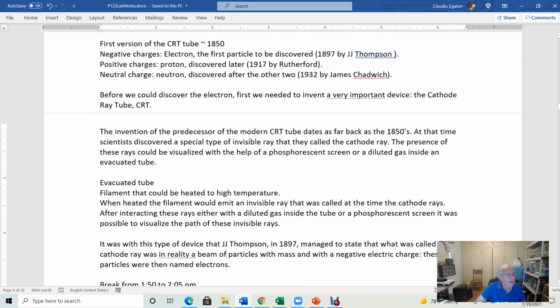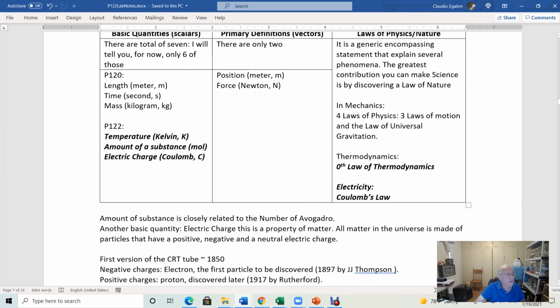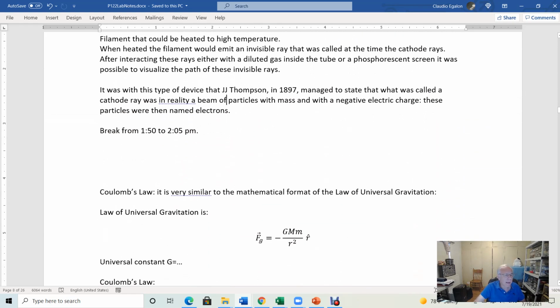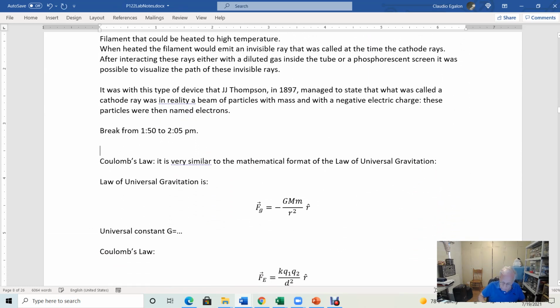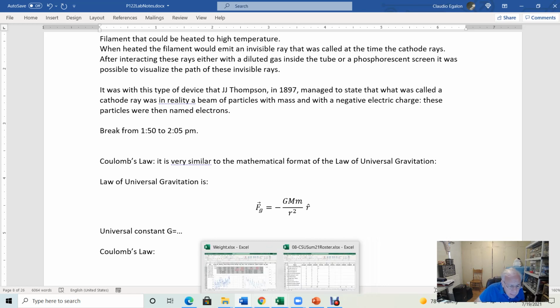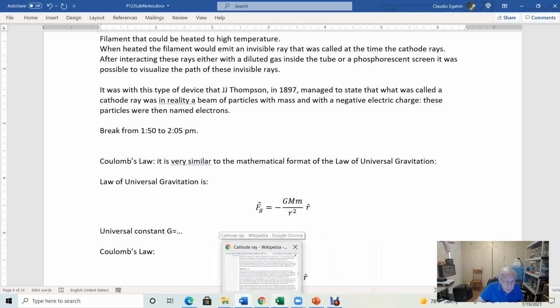So here you go. That's the history behind the charged particles that we know today: electron, proton, and neutron. What we're going to do right now is the actual simulation, the actual exercise. It's 2:02 right now. We have until 4:20 to do that. So it doesn't look like we'll be able to do the second exercise, but that's okay. We can always do that later on.